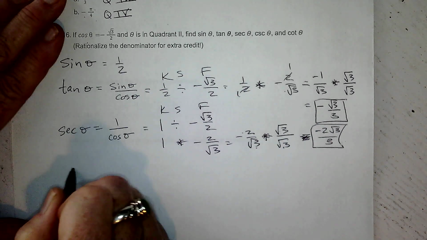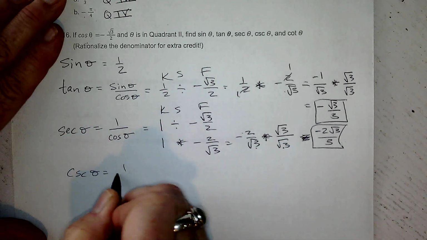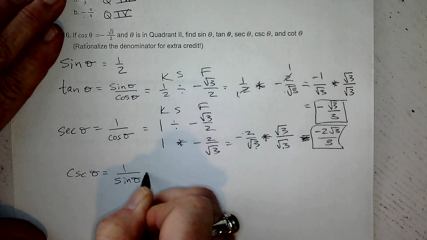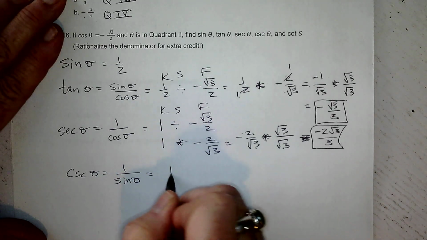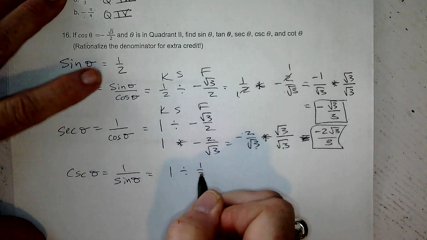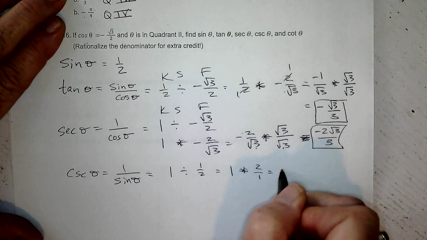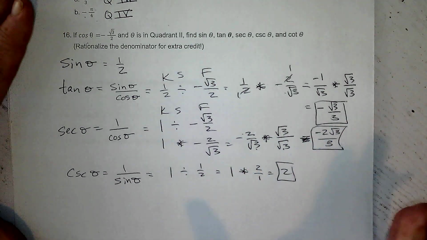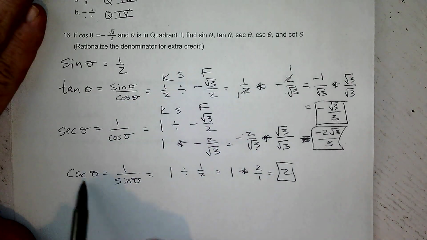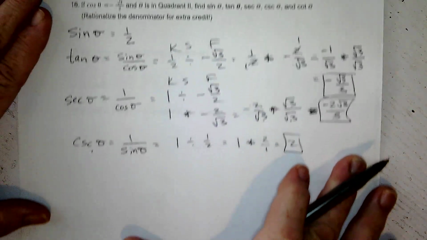Let's find the cosecant, which is 1 over the sine. All right, so that's 1 divided by 1/2 right there, which is 1 times 2 over 1, which is 2. We are living in quadrant 2, so only cosecant and sine are going to be positive.